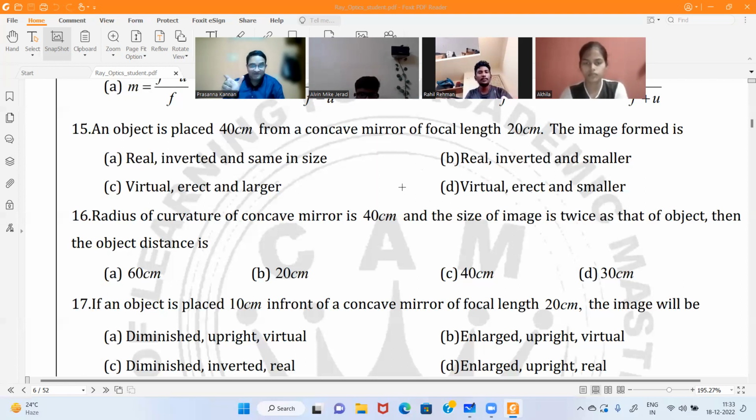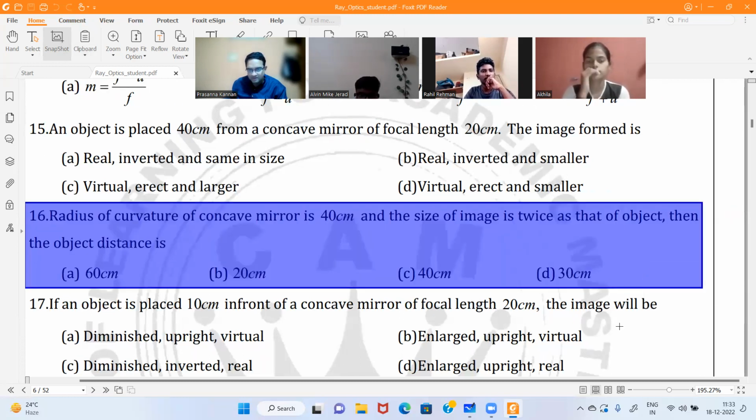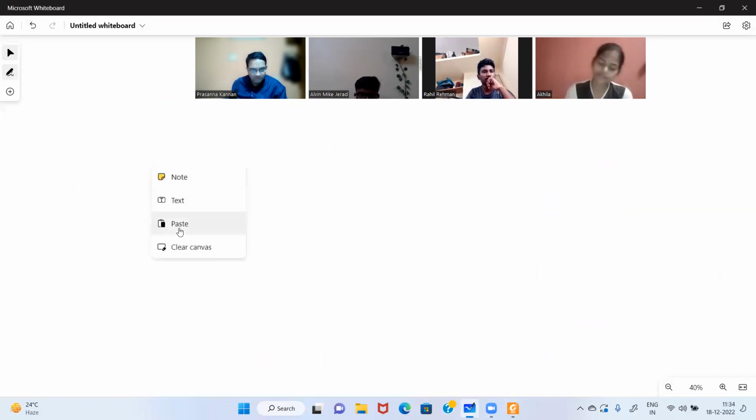Focus is at 20 centimeter. Center of curvature is at 40 centimeters. So the answer must be between 20 and 40, which is 30, sir. Very good. That's the way you should answer the question. Or else, if you're not able to think like this, then always you can use the mirror formula to get the answer.